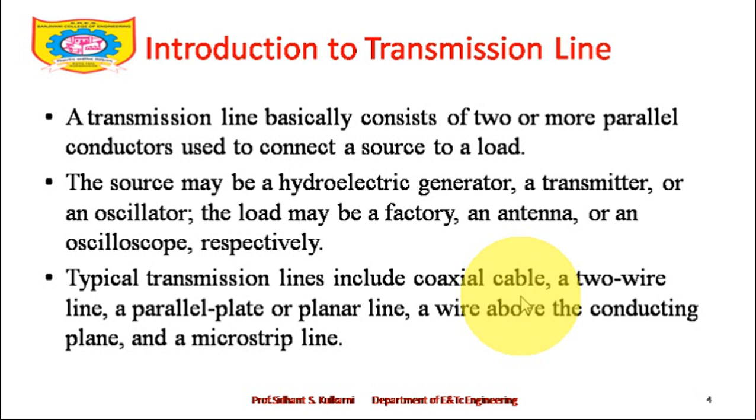Then two wire line, you might have observed this n number of times. It's a twisted pair, straight wire, parallel conductor. So two wire transmission line. Then parallel plate or planar line. We are going to see those diagrams in the next slide. A wire above conducting plane and microstrip line. These microstrip lines are very useful whenever we are talking about antenna structure. These things play a very important role.